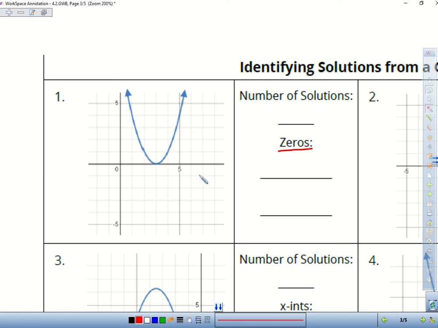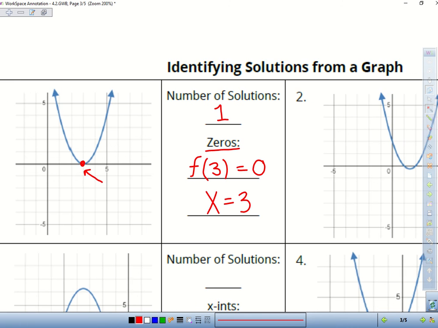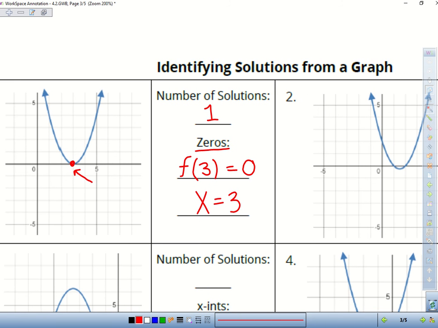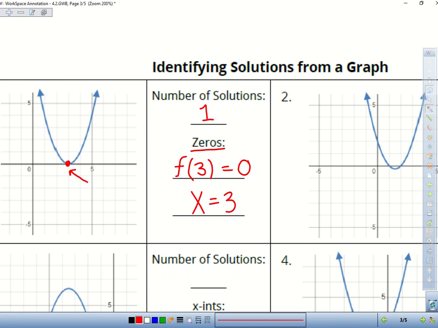So, how many solutions do we have to this one? 1. Good. And they want us to write it in the form of zero, so they want us to write f of, what is the solution again? f(3) equals 0. And that could also be written in the form x equals 3. So this is what we call function notation, okay? And in function notation, you put the x value on the inside and the y value out on the outside. So does anyone have any questions for me about number 1? All right.